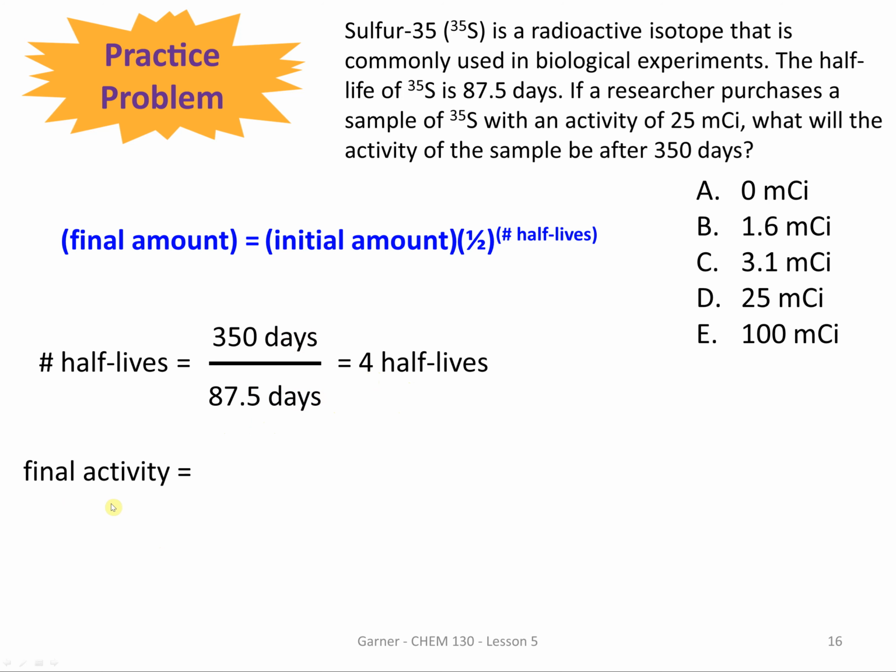So the final activity of the sample is going to equal my initial activity of 25 millicurie times 0.5 raised to the power of 4 since 4 half-lives have passed. If I simplify this exponent, I end up with 0.0625. If I multiply that by 25 millicurie, I end up with 1.6 millicurie. So my answer here is going to be B.